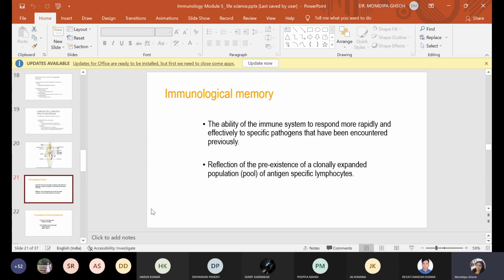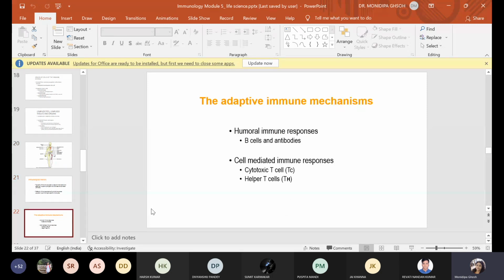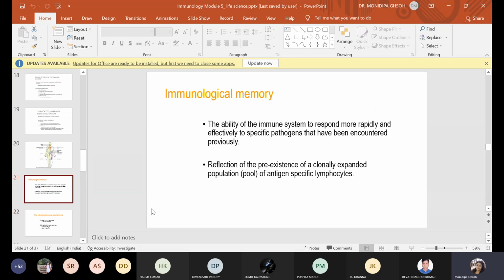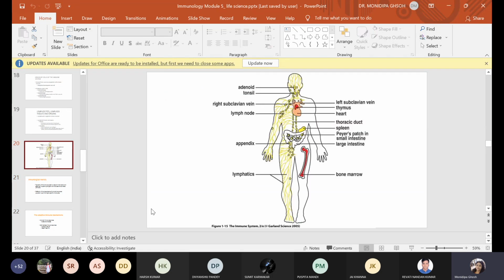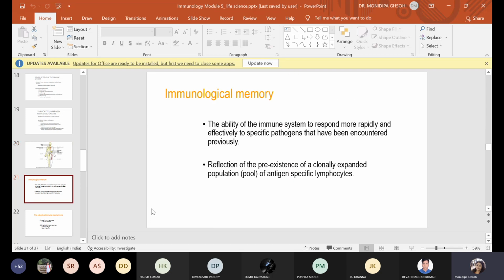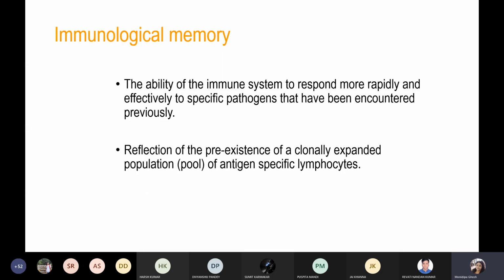So immunological memory, have we completed immunological memory? Let me start from immunological memory. It is the ability of the immune system to respond more rapidly and effectively to a specific pathogen. If a pathogen interacts for the first time, the cells participating in the immune response are mostly generated in the bone marrow.